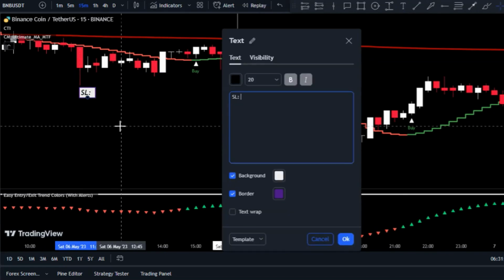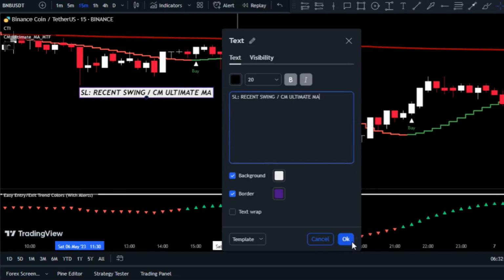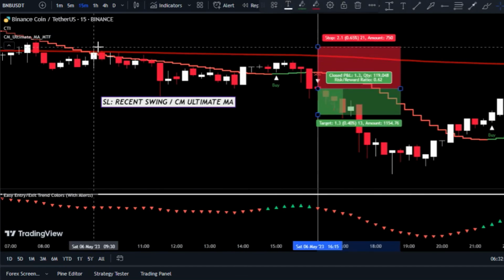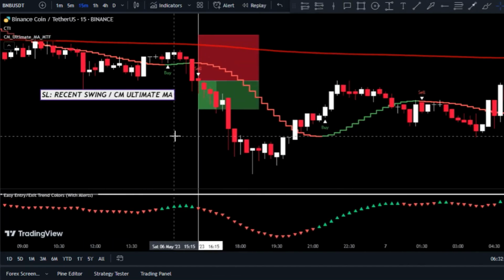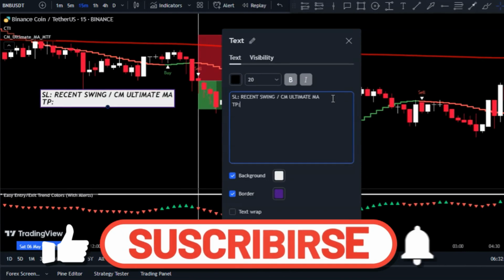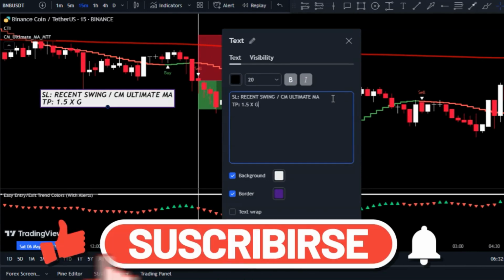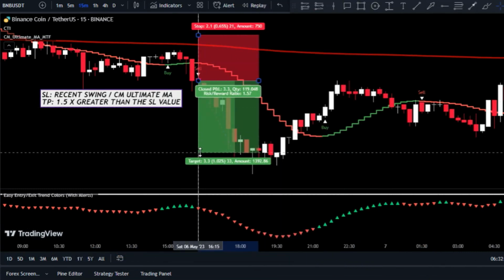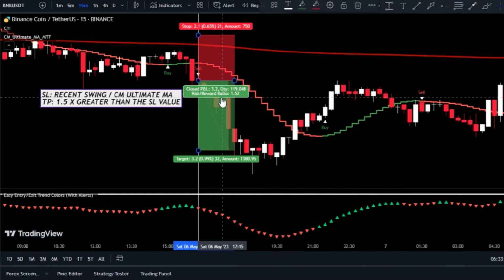And to limit the amount of loss, you've got to define a stop loss for the trade, for which you can use the recent swing high or the Ultimate Moving Average. And finally, to exit the trade, you also need a strict rule. And just like the buy trade, my recommendation is to set the target 1.5 times greater than the stop loss value.